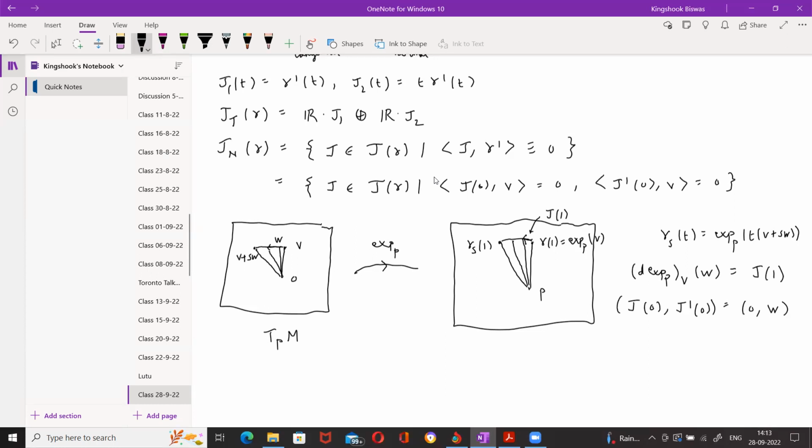And as a consequence of this, we obtain what's called the Gauss lemma. It says the following. If I take w to be perpendicular to v here, so what do I mean? So let me take the here.